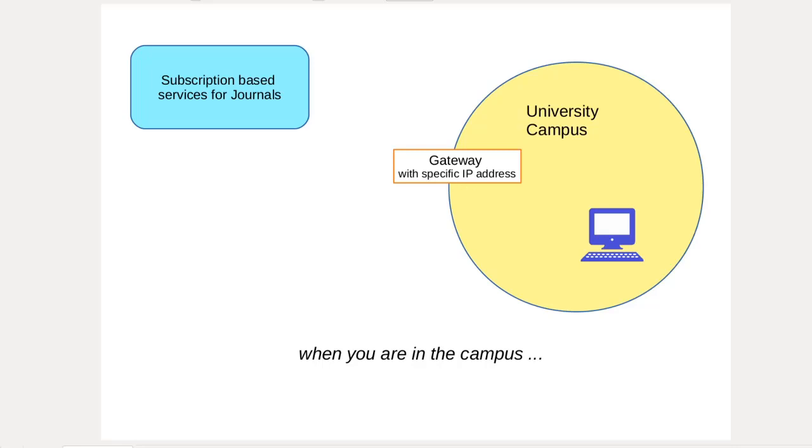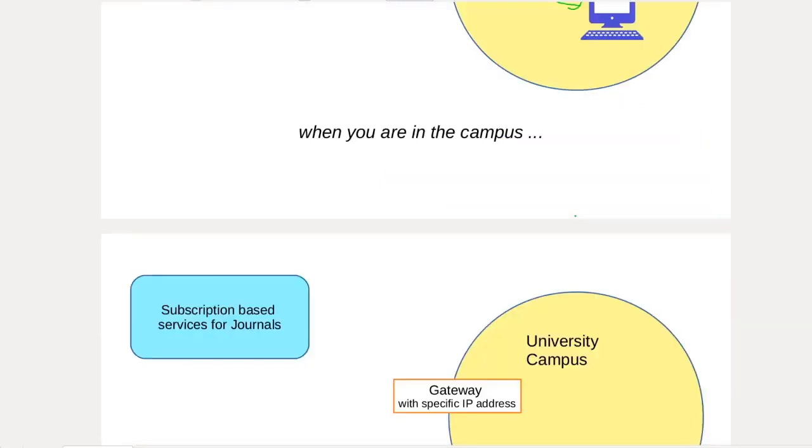So when you are working from your campus, your computer is connected through the LAN to the gateway, and this gateway has a specific IP address which is then recognized by the subscription service, such as Web of Science. They have already received the subscription payment, so they will provide you the article which you can receive. Now when you are not in campus, this is not so.